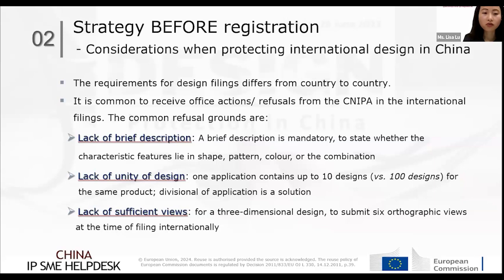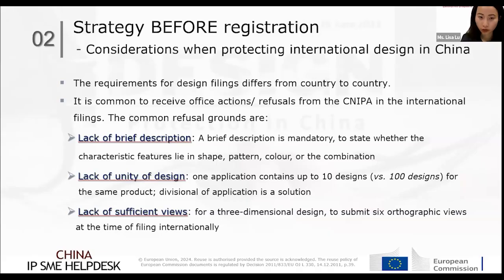And here are the three very common situations in practice when you use the international design system in China. That means these are the three common issues, common problems, common mistakes European SMEs will make. The first is lack of a brief description. What's a brief description? It is a statement about your industrial design, and that should include the shape, pattern, color, or the combination of those three elements.